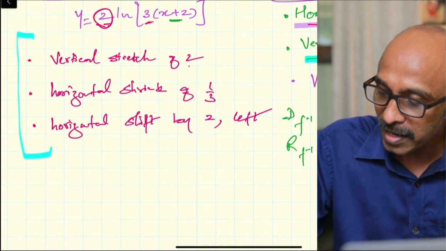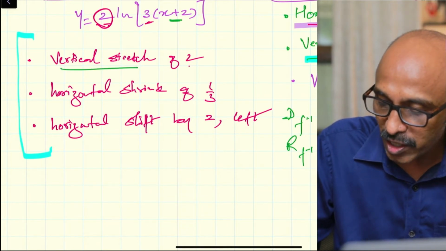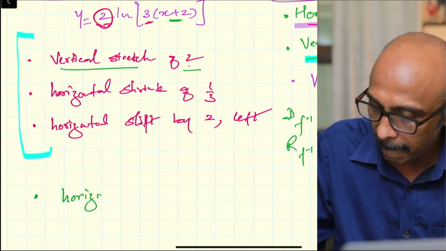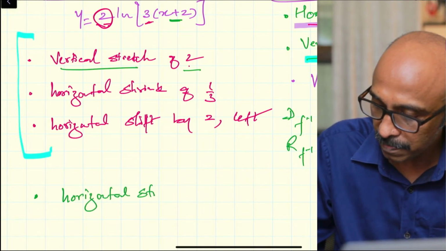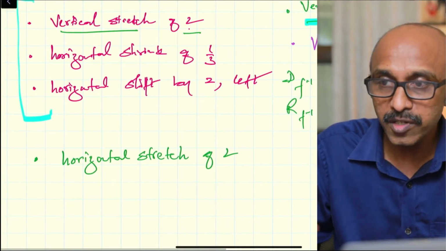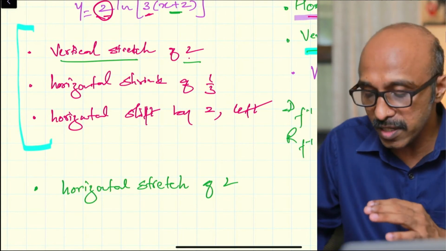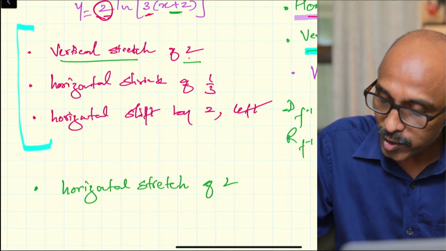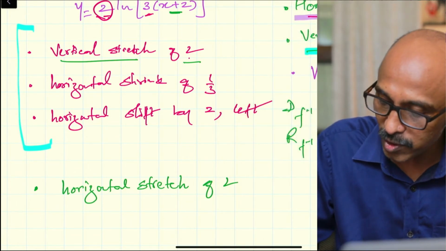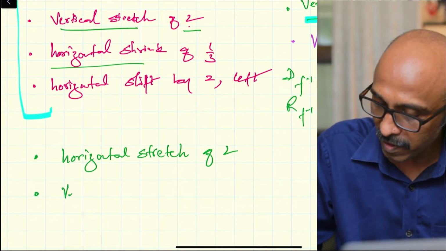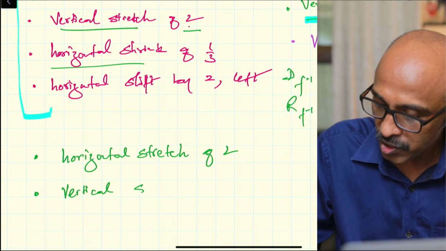All right. So let's see what's going to happen. Vertical stretch of 2. That means there's going to be a horizontal stretch. Stretch will remain stretch of 2. Okay. Vertical stretch of 2. That means the inverse now is going to have a horizontal stretch of 2. That's our prediction. There's a horizontal shrink of 1/3, which means in the inverse, we're going to have a vertical shrink of 1/3.